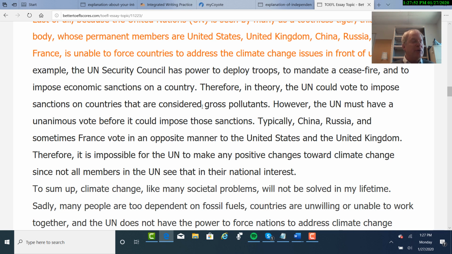However, the UN must have a unanimous vote before it could impose those sanctions. Typically, China, Russia, and sometimes France vote in an opposite manner to the United States and the United Kingdom. Therefore, it is impossible for the UN to make any positive changes toward climate change since not all members in the UN see that in their national interest.